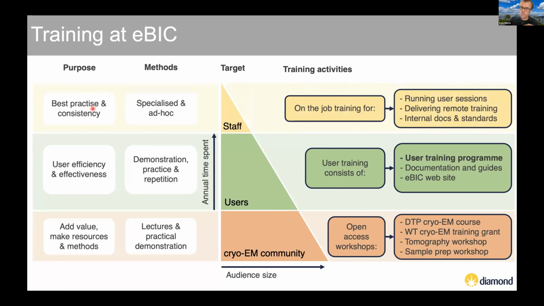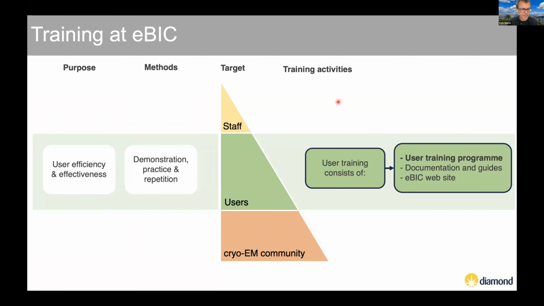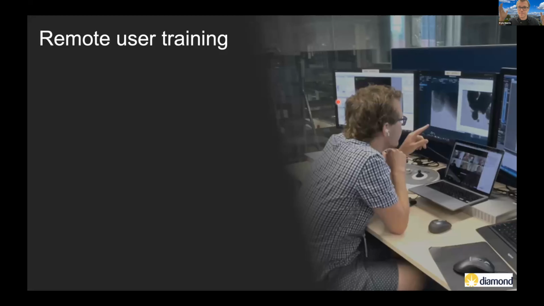So that's on-the-job training for running sessions and delivering remote training. I'll talk to you about these two parts of the pyramid. I don't have time to talk to you about staff training. So looking at the users, remote user training. This actually started in the pandemic. Very similarly, we were forced into this remote model, but it's gone quite well. And to complement us running in that mode, of course, now we deliver quite a lot of our training remotely.